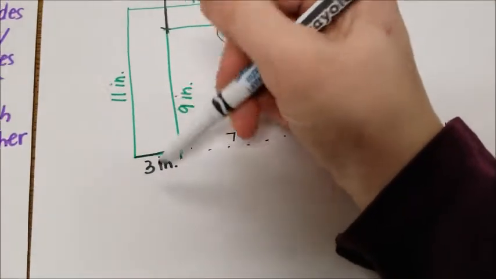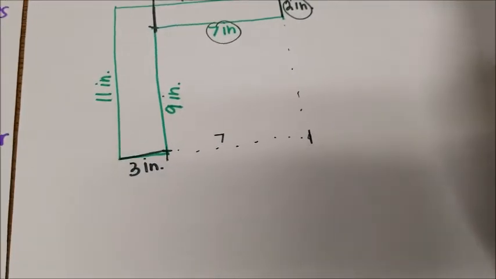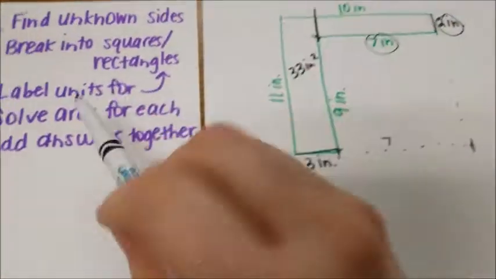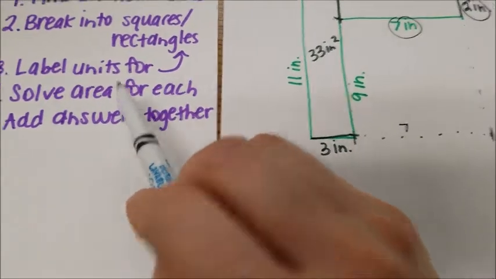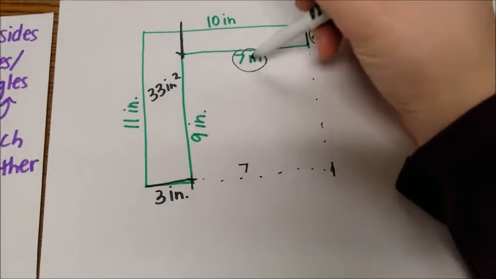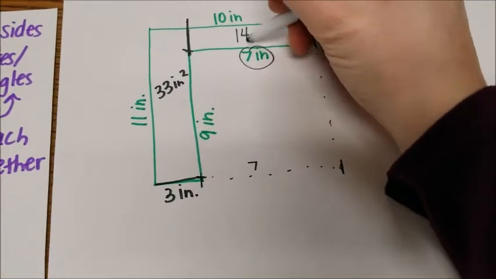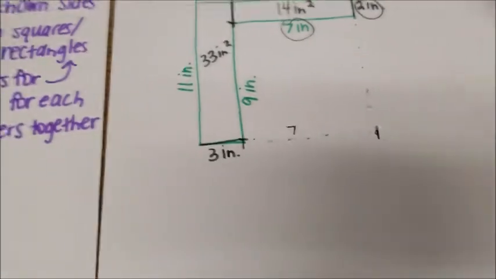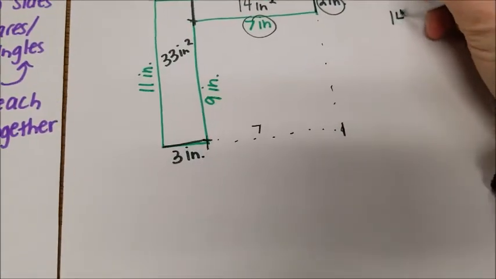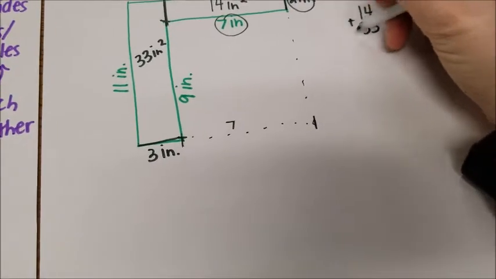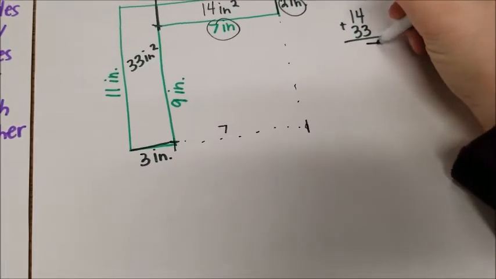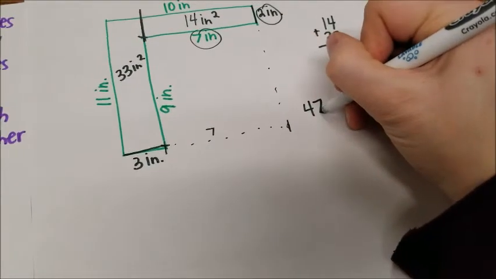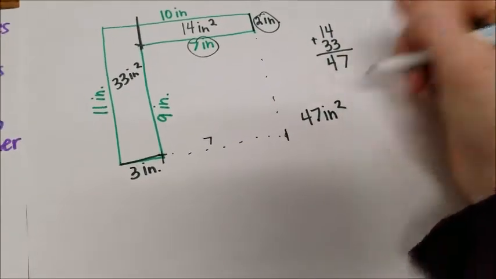All right, so what is 11 times 3? It should be 33 inches squared, because now I'm solving the area for each of these rectangles. And then 7 times 2 is 14 inches squared. The last one, add the answers together. So 14 and 33: 4, 5, 6, 7, 3, 4. So the full area is 47 inches, and then you have to make sure you square it.